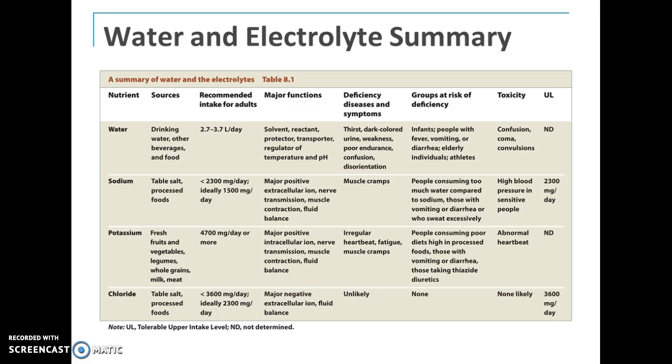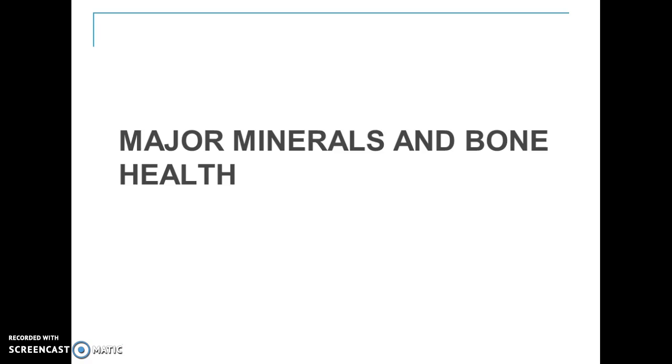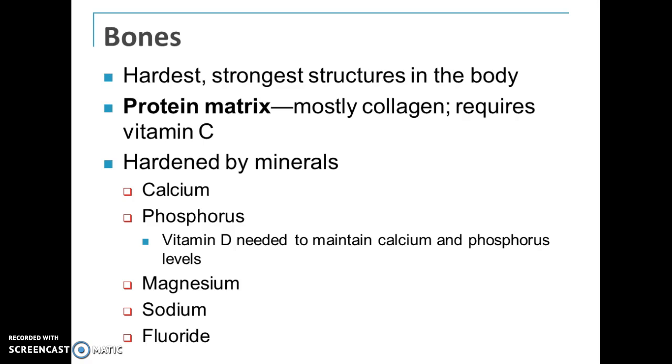So if we look at a summary of the water and electrolytes, that can be found in Table 8.1. Make sure to check out Table 8.1 to look for sources, recommended intake, major functions, deficiency diseases and symptoms, groups at risk for deficiency, toxicity, and the UL. We're going to talk about the rest of our major minerals and bone health next.